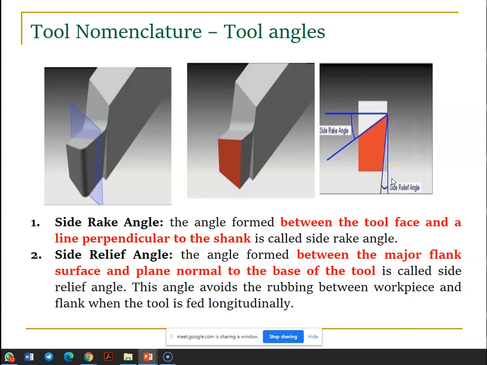So what is the purpose of the side relief angle? It is used to avoid rubbing between the workpiece and the flank when the tool is fed longitudinally. If you give the feed longitudinally, there is a possibility of rubbing between the workpiece and the tool. In order to avoid this, we need to provide a side relief angle, right? So I cut in the front view, giving the side rake angle as well as the side relief angle.